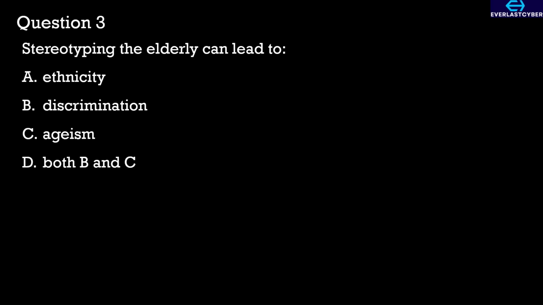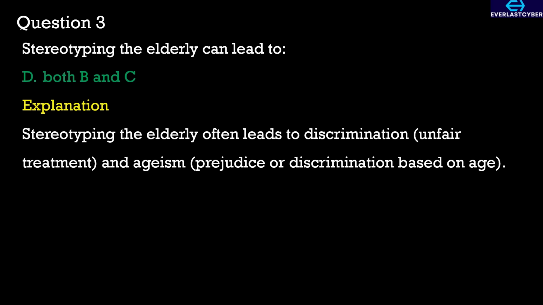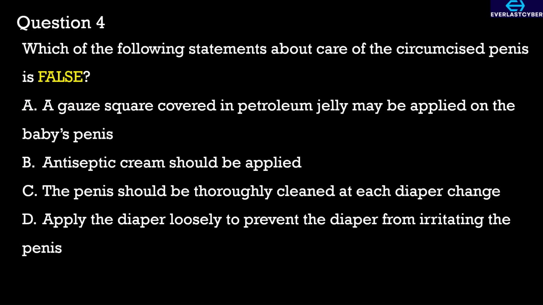Stereotyping the elderly can often lead to discrimination and ageism. We'll be going with option D, which is discrimination and ageism. Discrimination is unfair treatment, while ageism is prejudice or discrimination based on age. Ethnicity is unrelated to stereotyping based on age. That's why we didn't go with that answer. So our answer here is option D, which is both B and C.